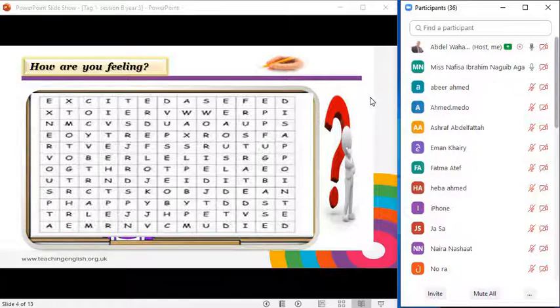Okay. Who can speak? How many words can you find in this puzzle? What are they? Mr. AbdulWahab. Okay, Ms. Sahar. How many words? I have recognized 2 words up to now. Okay. What are they? Frustrated and disappointed. Okay. What else?